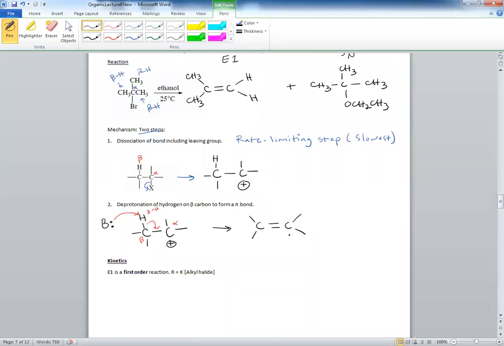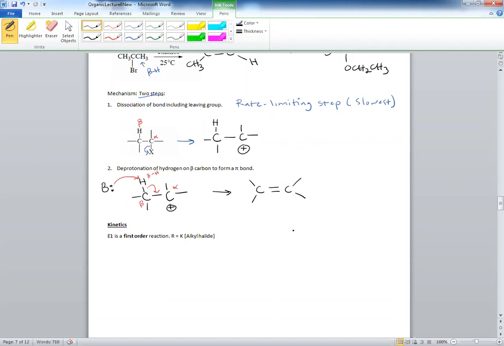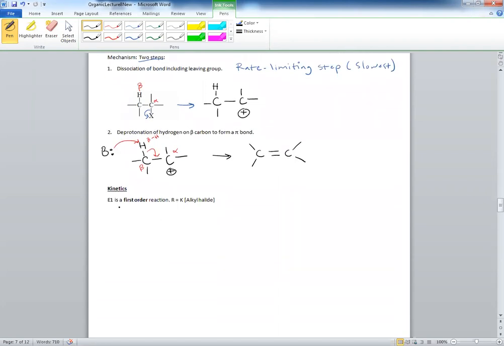It's 2 steps, just like SN1 was 2 steps. The kinetics is that E1 is a first order, only depends on the alkyl halide. So you double the concentration of the alkyl halide, you double the rate, you double the concentration of base, which is the solvent, nothing happens.